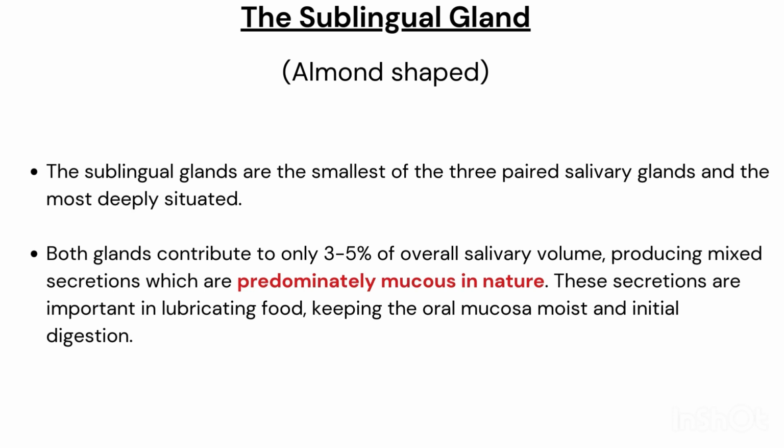Sublingual gland. Now this gland is almond shaped. It is the smallest gland. This gland also is kind of mixed, but it is predominantly mucous in nature. Okay, and these secretions are important in lubricating food, keeping the oral mucosa moist, and for initial digestion.